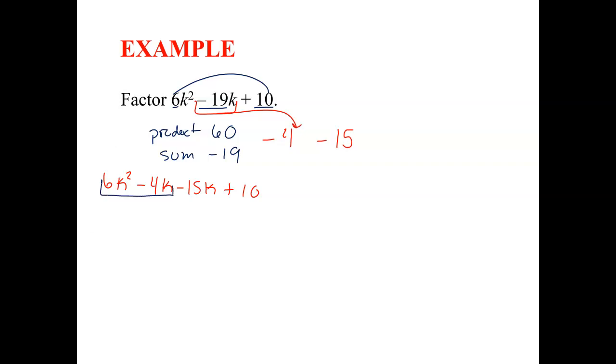So I'm going to look at the two pairs of terms and factor out my greatest common factor. What's my GCF for the first two terms? 2k. When I factor that out, that leaves me with what? 3k minus 2. For the second factored pair, I want to factor out something that will leave me with 3k minus 2.